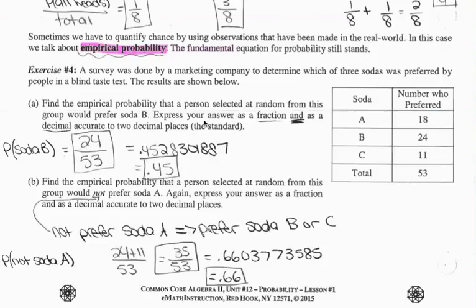They also ask us to not only express our answer as a fraction, but also as a decimal accurate to 2 decimal places. And that is pretty much the standard for probability. So when we divide on the calculator, 24 divided by 53, we will get this glorious number. And of course, when we round to 2 decimal places, we will just get 0.45. That is essentially 45% of the 53 individuals included in this blind taste test prefer soda B. That does not suggest all of the community, all of the population has the same preference. It's just about those 53 individuals.